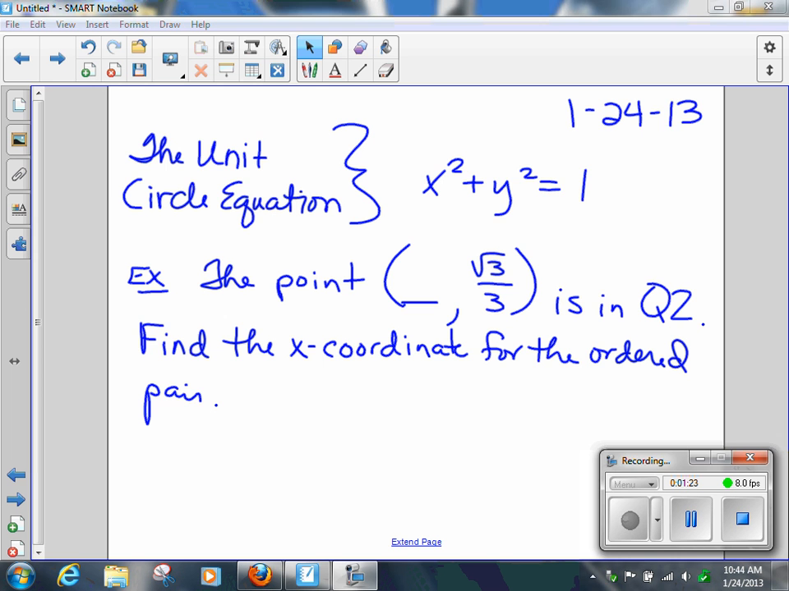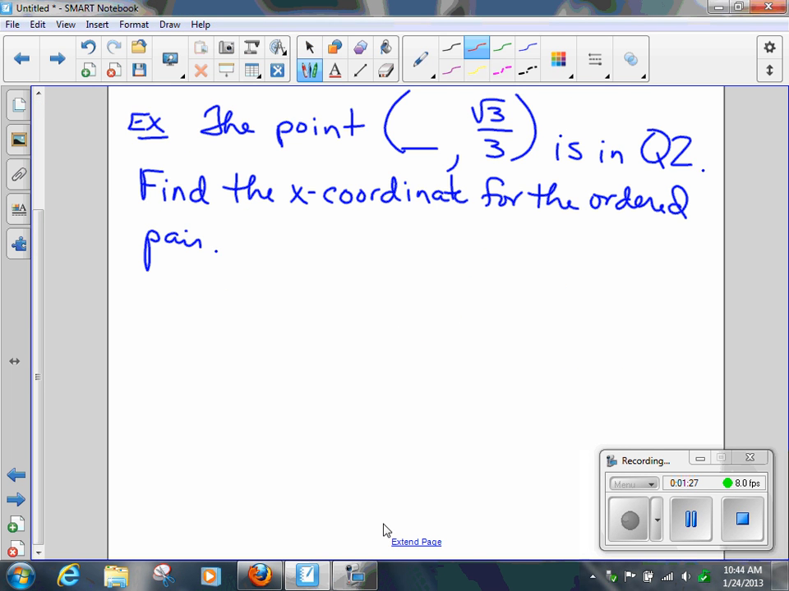So let's check this out. What's the only thing I have at my disposal? My formula, my equation, x squared plus y squared is equal to 1. I have the y value, so I'm going to plug it into the y, and it's going to help me find the x value. Do you guys agree with that? Okay. Now, here we go.